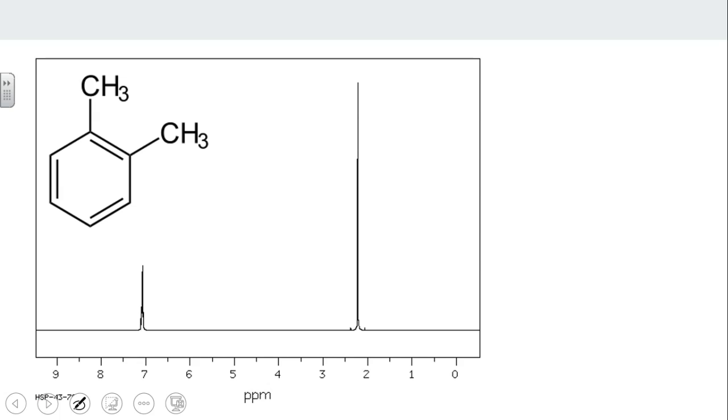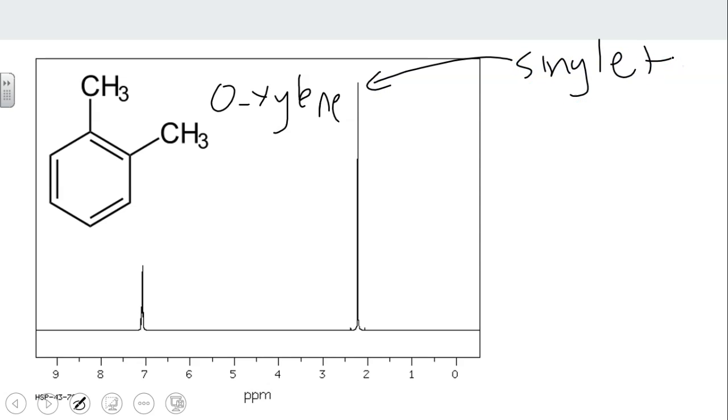Okay, some examples. Here we have ortho-xylene. We have this here, which is a singlet, and then we have this here, which is not a singlet, but just kind of a messy, junky peak. If I'm going to give a complete interpretation of this NMR, I'm going to look at this and say this is going to integrate to 3 and this is going to integrate to 2. Well, this information would be given to you.